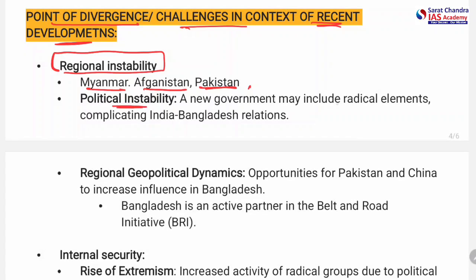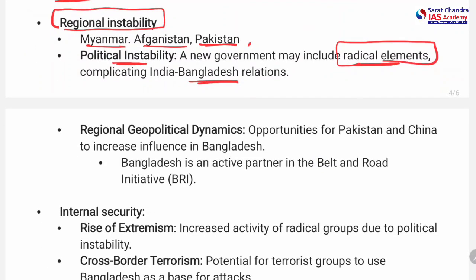If a new government includes radical elements, that is a possibility that can complicate India-Bangladesh relations. In the regional geopolitical dynamics, we know Pakistan and China can take the opportunity to increase their influence in Bangladesh. That is not going to be a good sign from India's point of view.